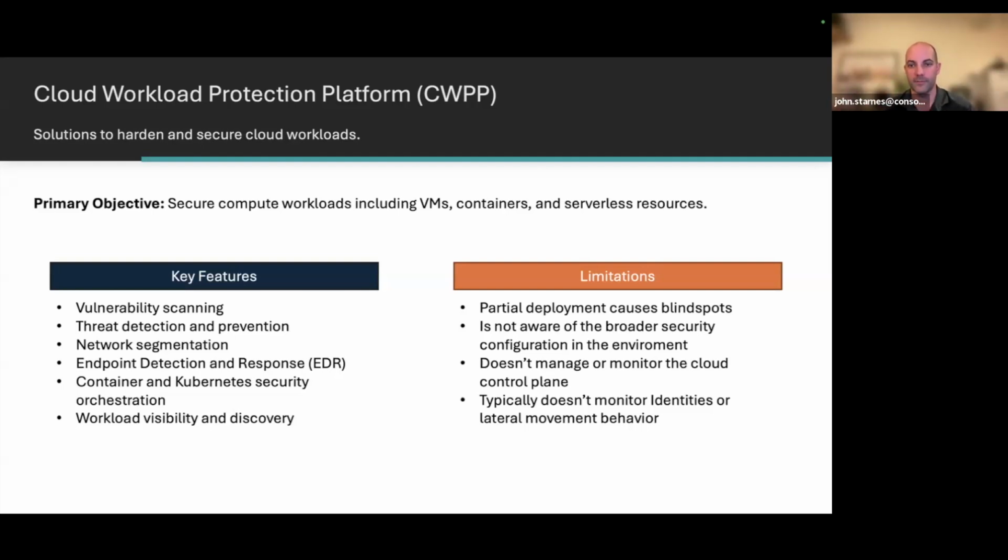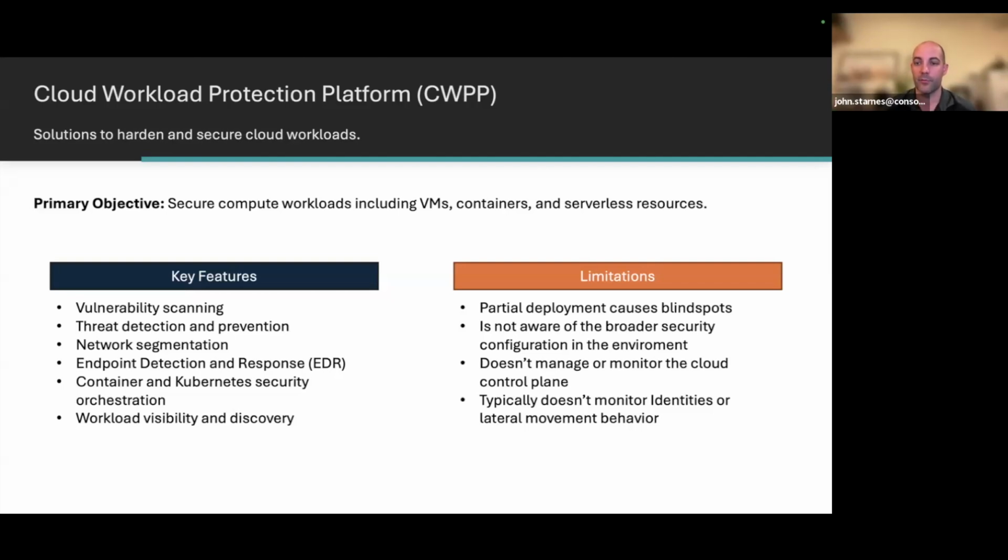Some of the limitations here, many times these are agent-based, and so most of the time these are agent-based. So partial deployment does cause blind spots. If you don't have some sort of automation to deploy these scanners or agents every single time you deploy a new resource, you're likely going to miss out on many of the events that are happening inside of the environment, and you may have a partially uncovered compute resource environment.